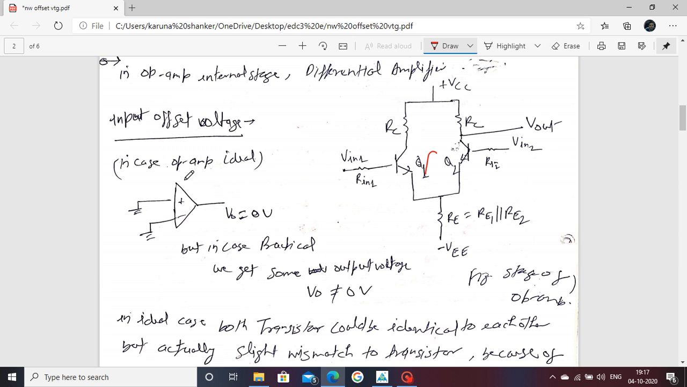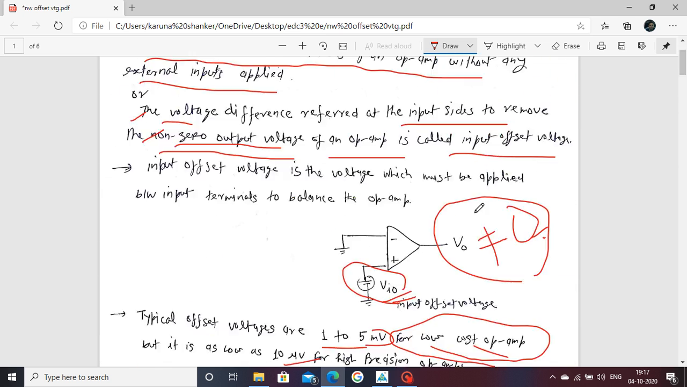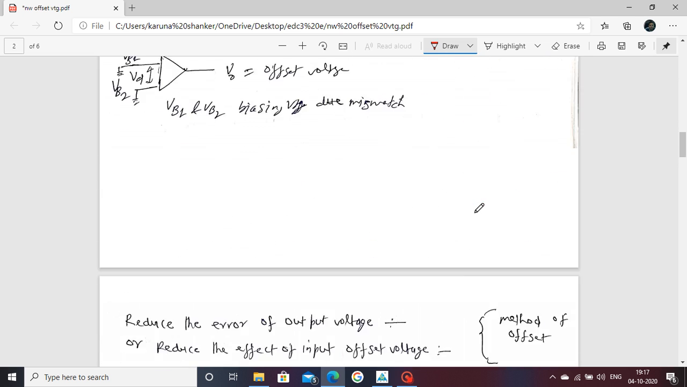Here it is also defined in the case of an ideal op-amp. We apply 0 and 0, then the output is also 0. But if we consider the practical op-amp, when 0 and 0 are applied, the output is not equal to 0, due to mismatching of the transistors of the differential amplifier. This is what is represented here.